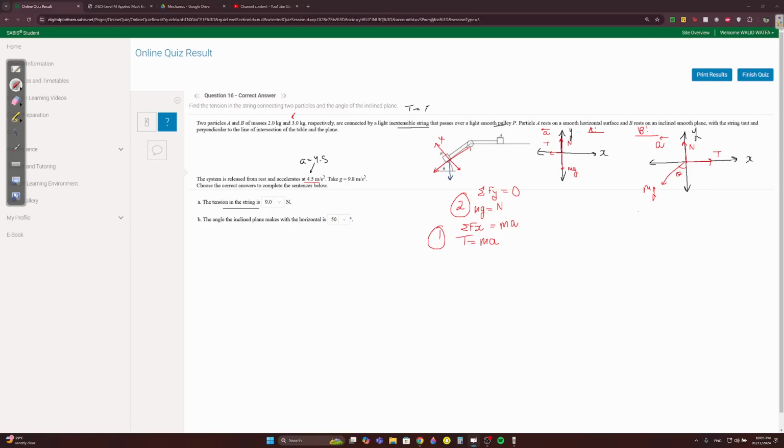Let's go here. Now for block B. Sigma Fy. Is it jumping up and down? No, so it's 0. So what does that mean? What's down is equal to what's up. I made a mistake here. I should have resolved this mg into its components, mgy and mgx.